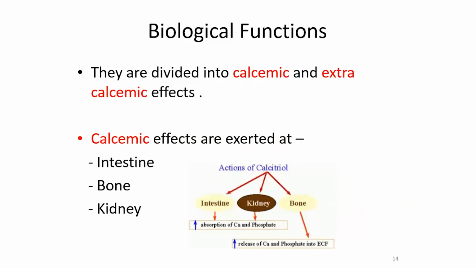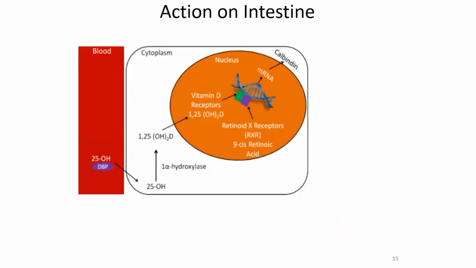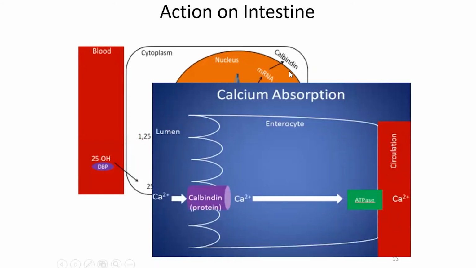Now, coming to the biological functions of vitamin D, broadly, they are classified as calcemic effects and extracalcemic effects. So let us see the calcemic effects first. Calcemic effects are exerted at the level of the intestine, the bone, and even the kidney. Coming to its action at the intestine, acting through DNA, it is going to synthesize its mRNA. That mRNA enters into translation to produce its respective protein called calbindin. This calbindin is a calcium binding protein.